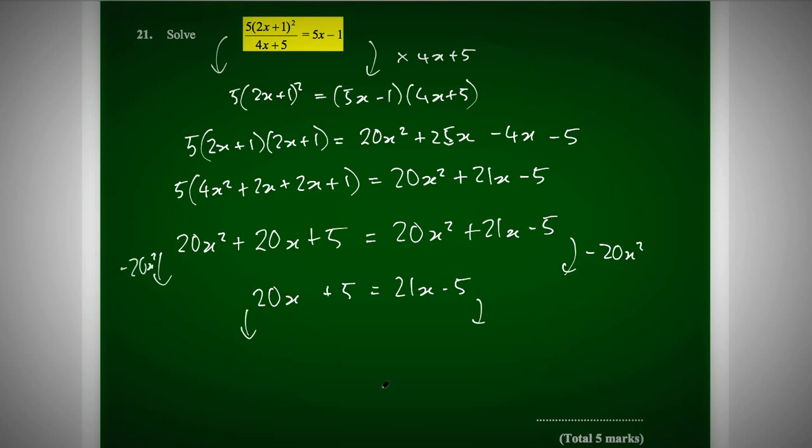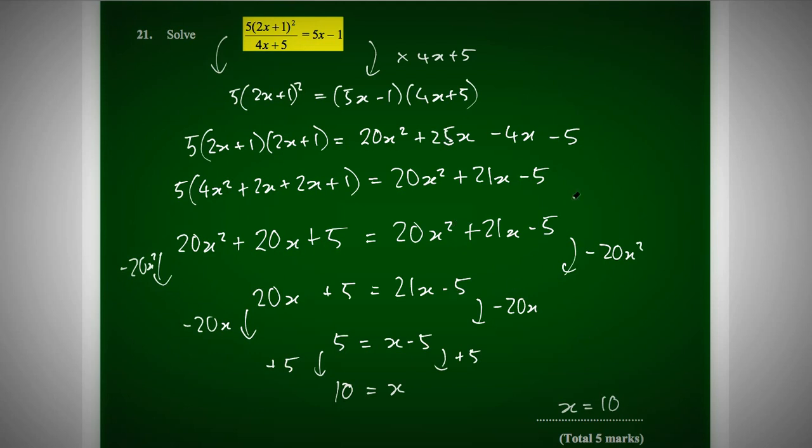So I'm not even going to have to solve a quadratic here. I'm going to subtract 20x from both sides, which gives me 5 equals x minus 5. Add 5 to both sides, and that is 10 equals x, and that's my answer here, x equals 10.